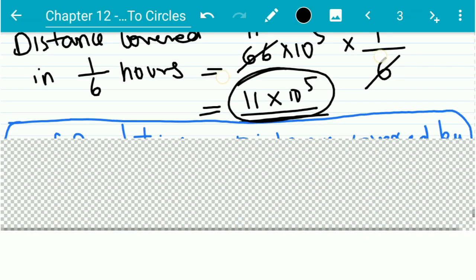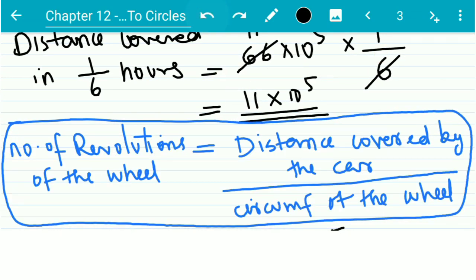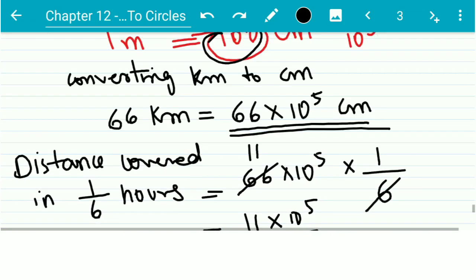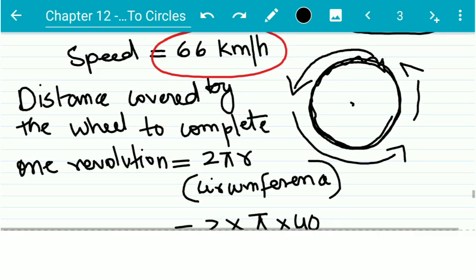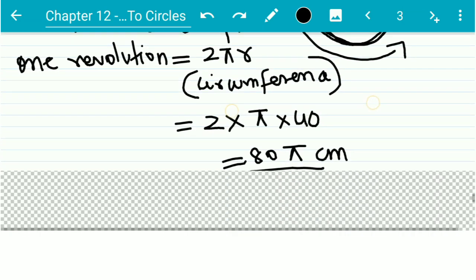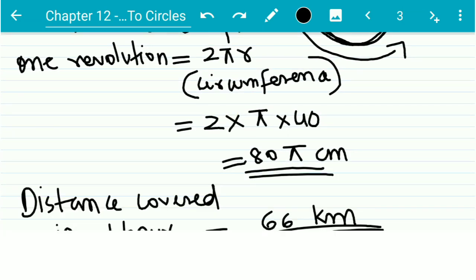Now, it is to be divided by the circumference of the wheel. So to find the circumference of the wheel, see here, the distance covered by the wheel to complete one revolution is 2 pi r. We substituted the value of r here. So 2 pi into r, 40. 2 into 40, 80 pi centimeters.